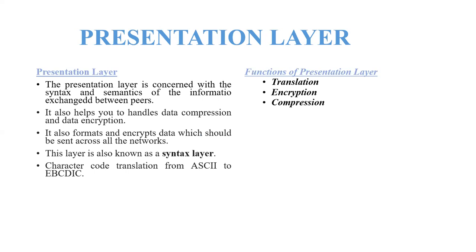Next is the presentation layer. The presentation layer is concerned with the syntax and semantics of the information exchanged between the peers. It also helps you to handle data compression and data encryption. It also formats and encrypts data which should be sent across the networks. This layer is also known as the syntax layer. An example is character code translation from ASCII to EBCDIC. Functions of the presentation layer are translation, encryption, and compression.